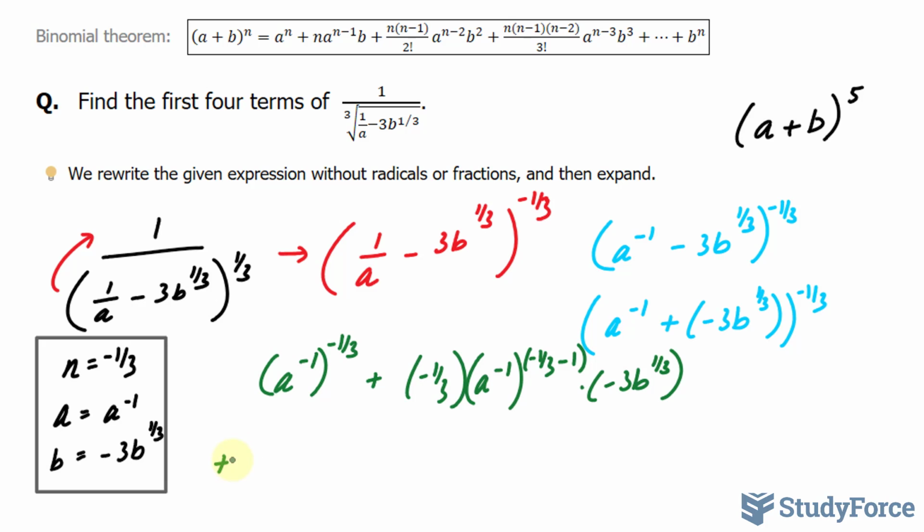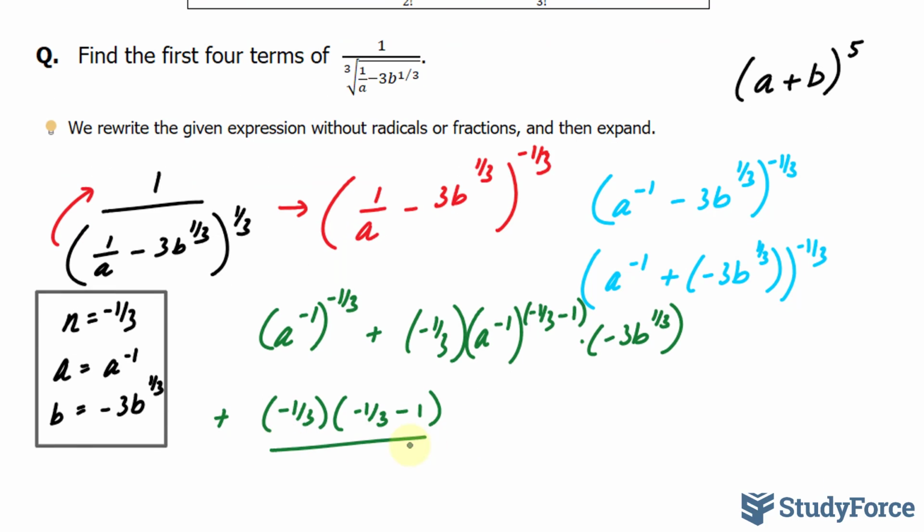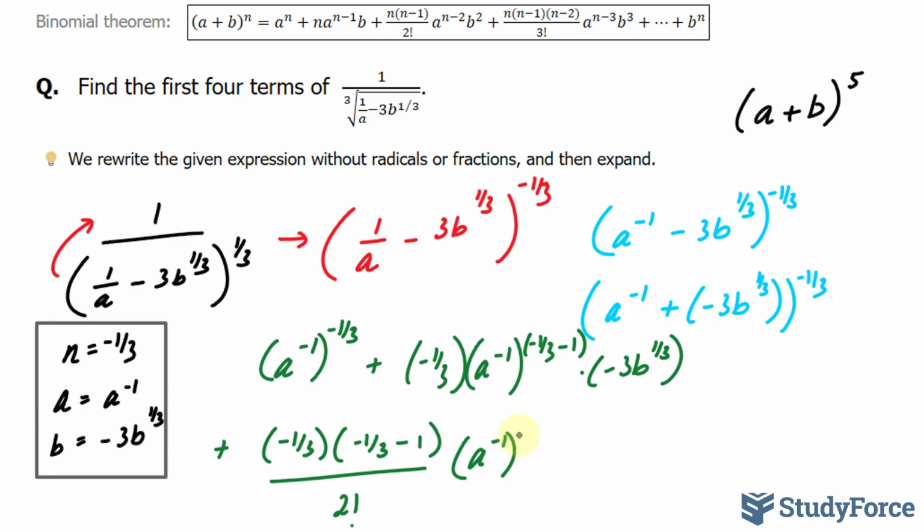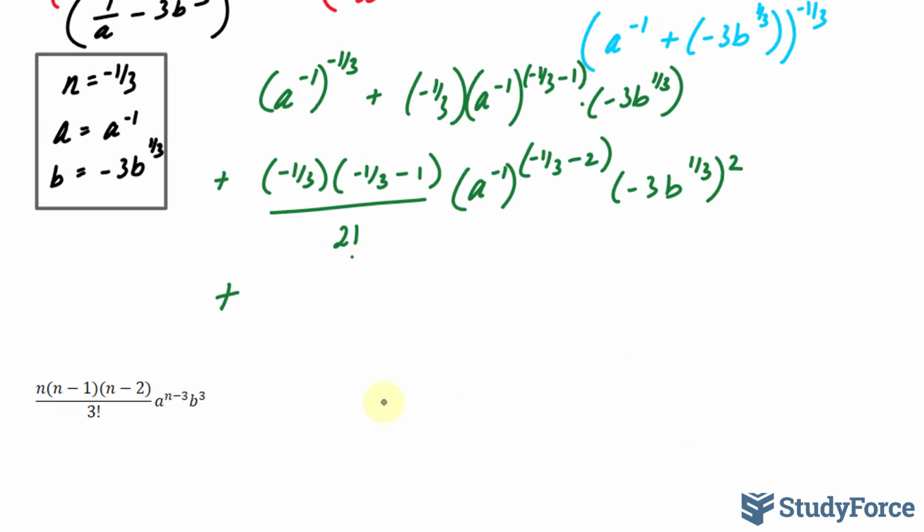Plus, this is our third term now. We have negative 1 over 3 times negative 1 over 3 minus 1, over 2 factorial. Once again, a is a to the power of negative 1, and the power of this is negative 1 over 3 minus 2, times our b term, which is negative 3b to the power of a third, to the power of 2. Our last term is defined as this expression, and I've cut out a piece of the formula above and placed it here for simplicity.